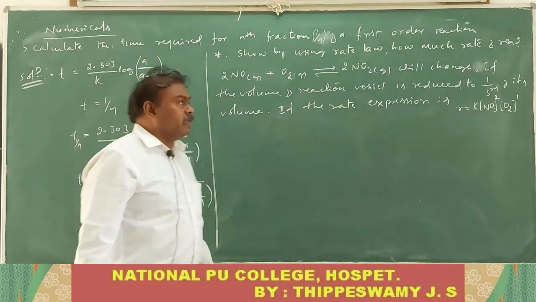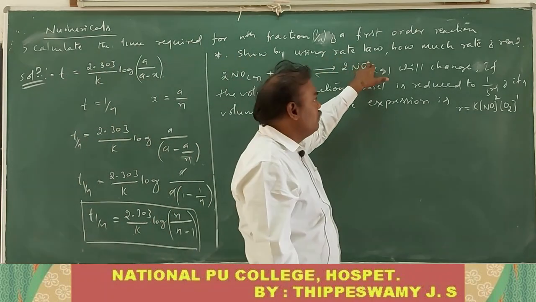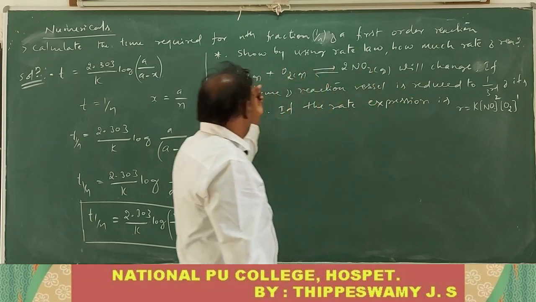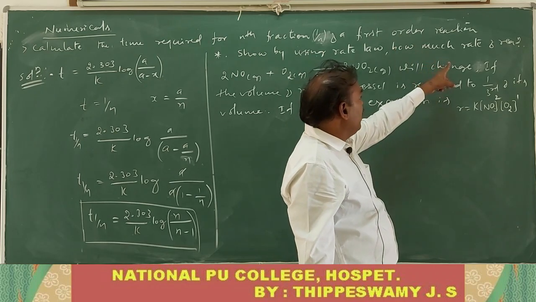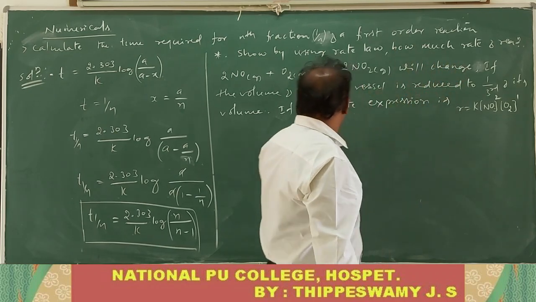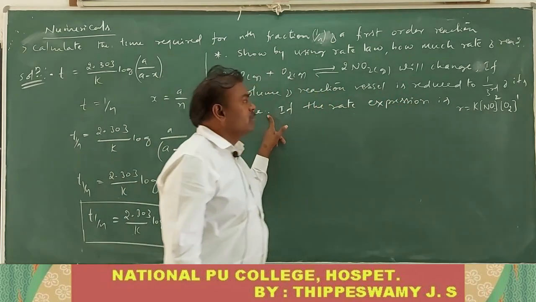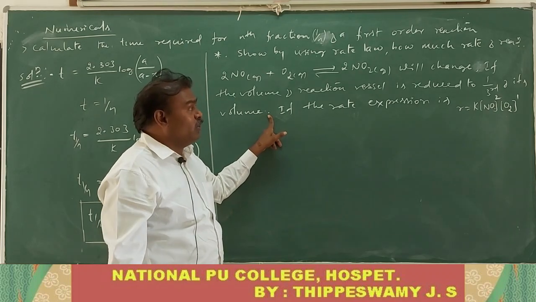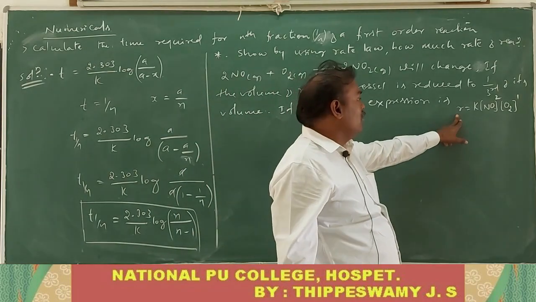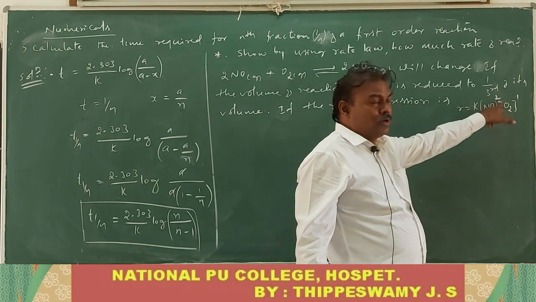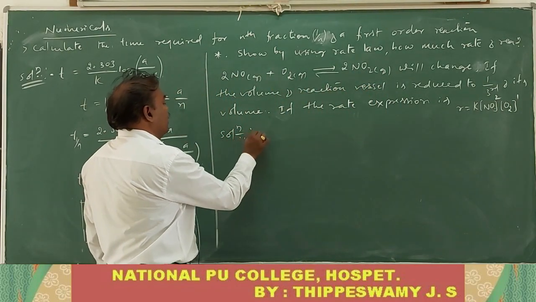Okay, now this is one more numerical. Show by using rate law how much the rate of reaction 2NO plus O2 giving 2NO2 will change if the volume of the reaction vessel is reduced to 1/3 of its initial volume. If the rate expression is given like this, R is equal to k into molar concentration of NO to the power 2 and O2 to the power 1. So this is one of the important expressions.